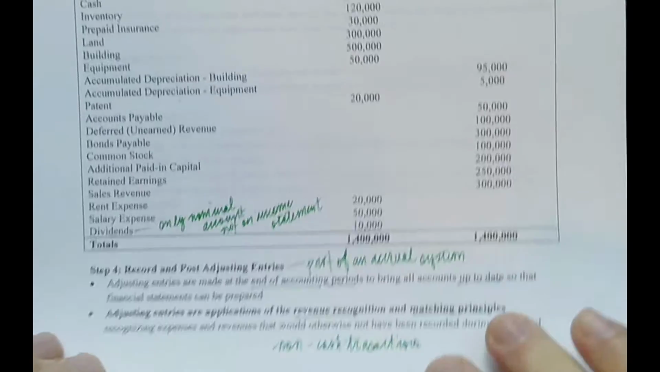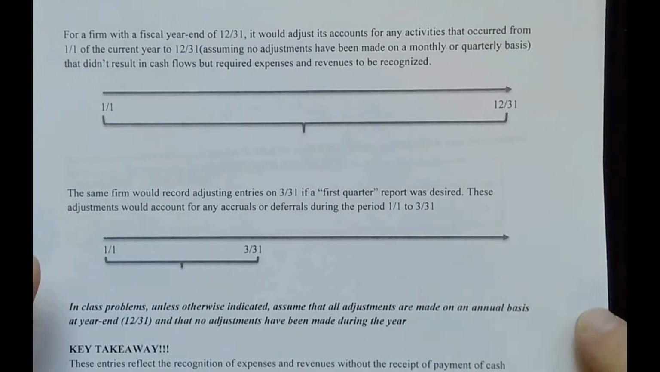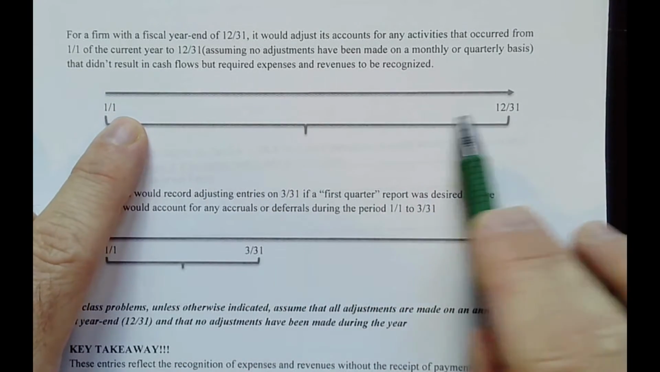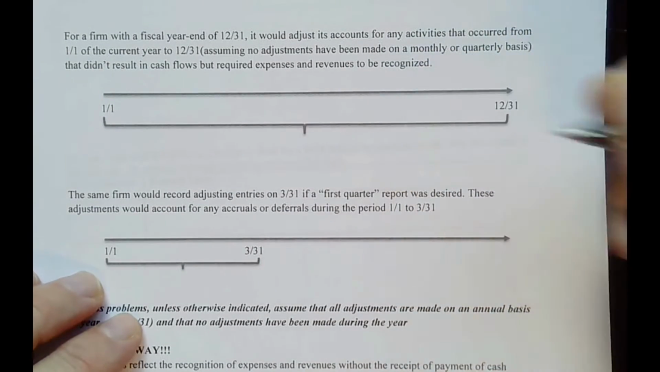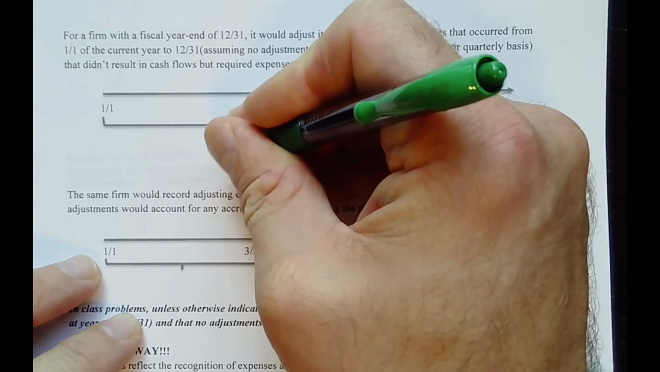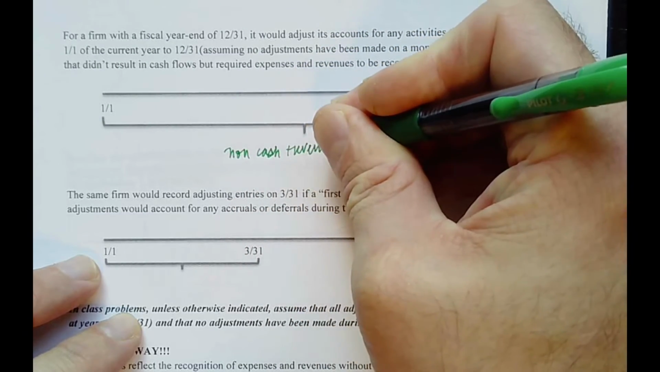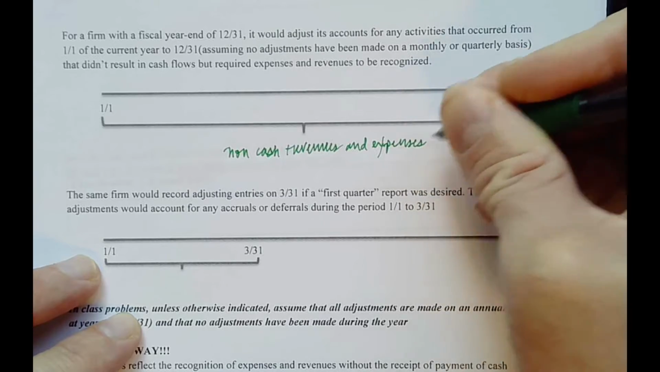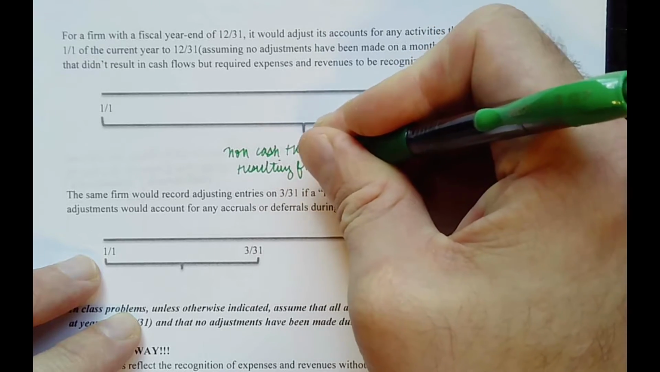So let's look at this on a timeline. For a firm with a fiscal year end of December 31st, we would adjust our accounts at the end of the period for any activities that occurred from the beginning of the year all the way to the end of the year. So any of the items that did not have a cash flow, but activities that still generate a revenue or expense. So again, we have non-cash revenues and expenses resulting from transactions that occurred.